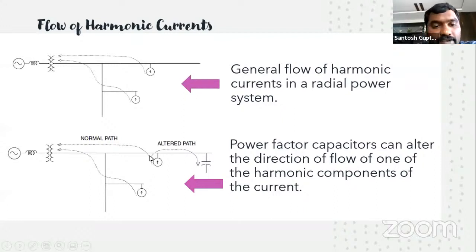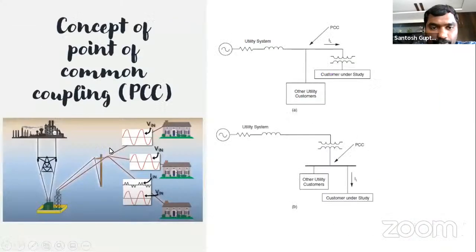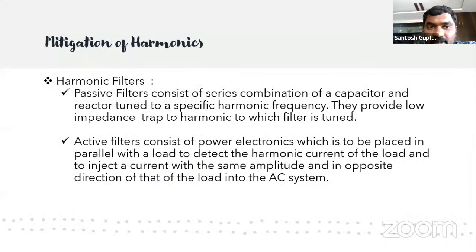So the current which is flowing towards the source will not have any 5th harmonic. Example. So this is the concept of the passive filter, whereas the active filter consists of power electronics.